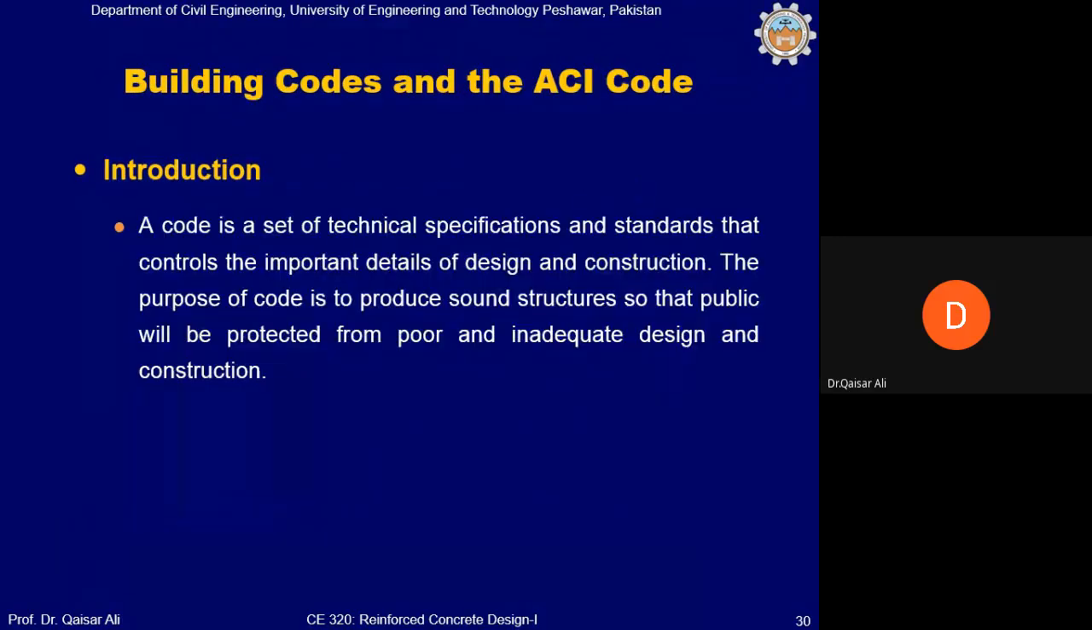Okay, next part is about the codes. A code, as I said earlier, is a set of technical specifications. Specification, again, technical properties. A code is a set of technical specifications or properties and standards that control the important details of design and construction. The purpose of a code is to produce sound structures so that the public will be protected from poor and inadequate design and construction.